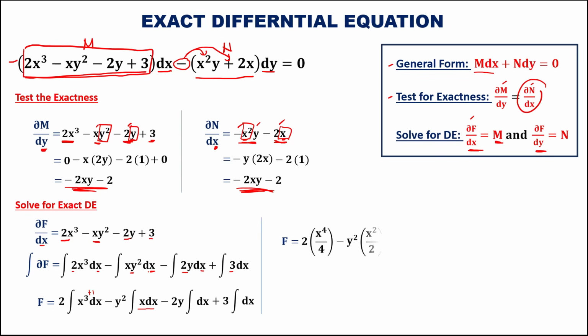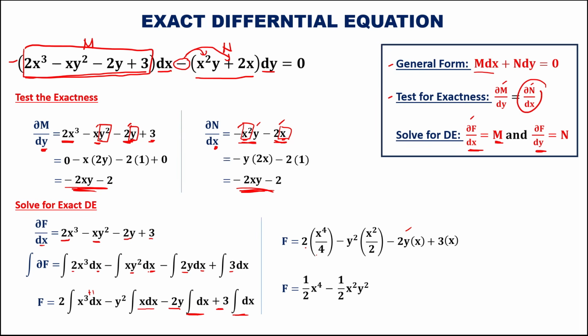So this becomes x to the power 2 over 2. Then bring down negative 2y, and the integral of dx is x. Then bring down this positive 3 times the integral of dx, this one is x. So therefore, f equals this 2 over 4, this is 1 half, x to the power 4. Then minus 1 half, x squared y squared.